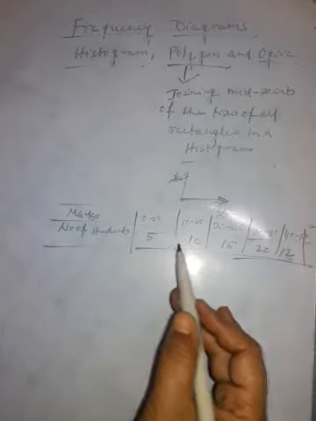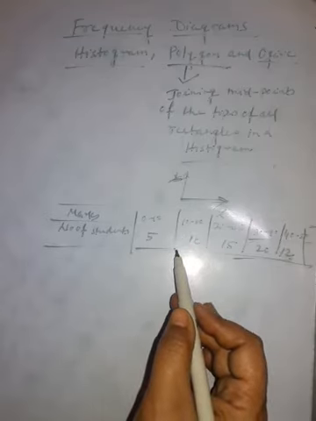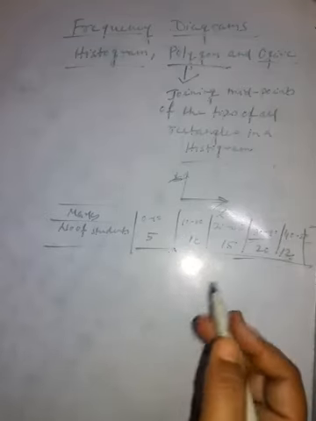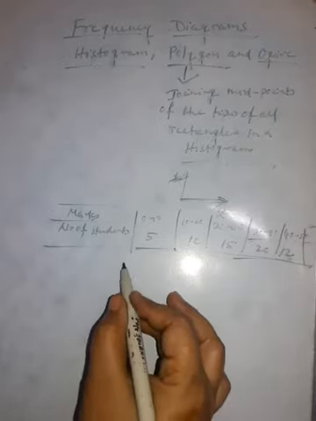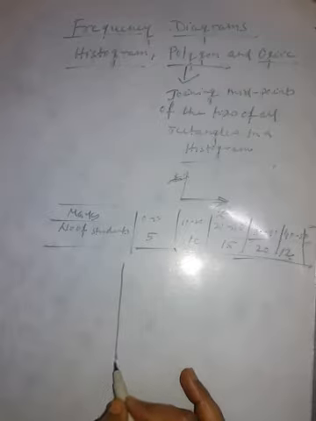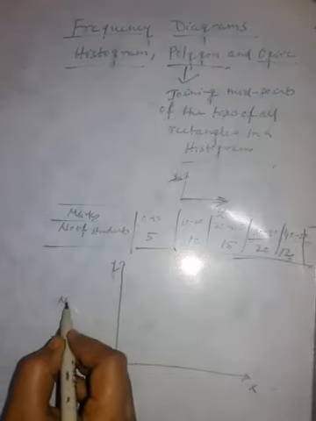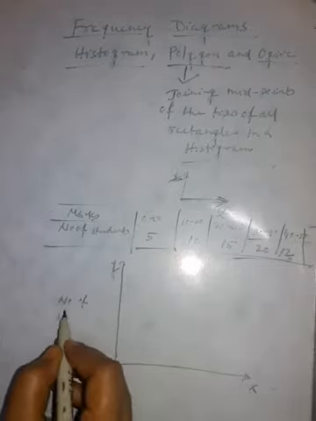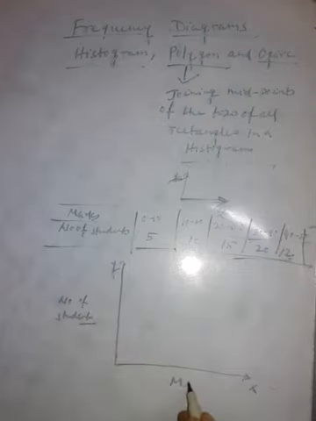The first way of drawing a polygon is with a histogram, and another is without a histogram. First I will draw it with a histogram. Here I will draw the x-axis and y-axis. The y-axis represents frequency, that is the number of students, and the x-axis represents marks. First I will draw the histogram.